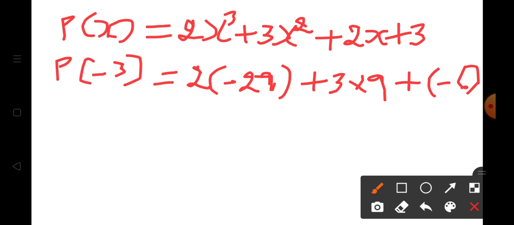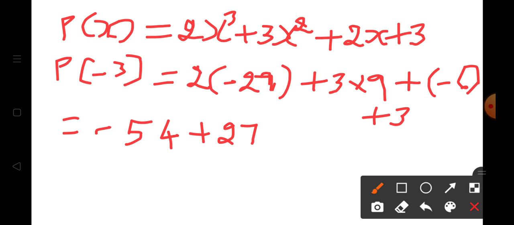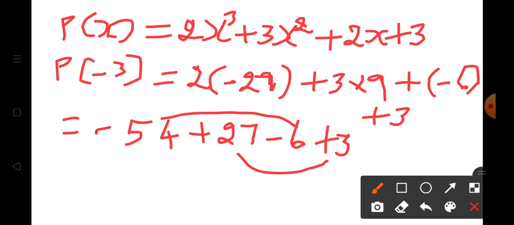Minus 6. Plus 3. Now 2 into minus 27 is equal to minus 54. Plus 3 nines are 27. Minus 6 plus 3. Once again listen, here we add these numbers, we get minus 30. So this is also not equal to 0. So minus 3 is not a root of this polynomial equation. The last one, we are going to substitute x is equal to minus 3 by 2.